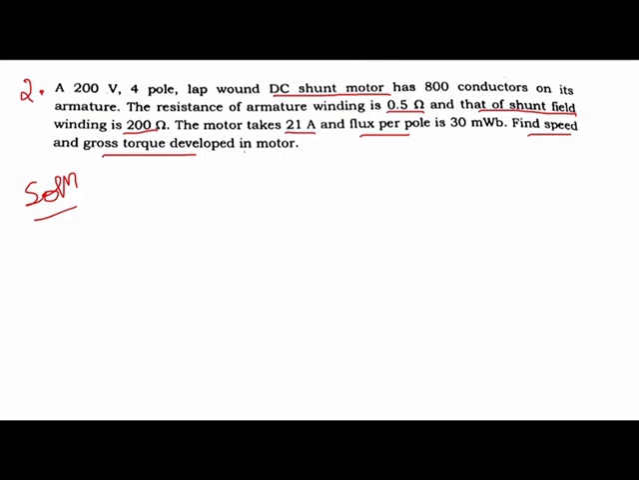So let us understand, there is a DC shunt motor where the number of conductors in the armature are given. It is 800. This is the DC shunt motor, and the applied voltage to this DC shunt motor is 200 volts.